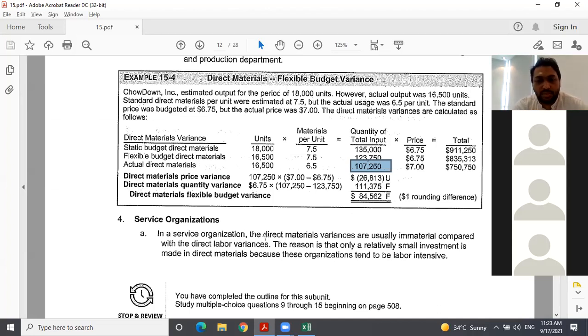The flexible budget variance is a component of the direct material price variance and the direct material quantity variance, which together will give you the direct material budget variance. I was trying to reconcile the variance.